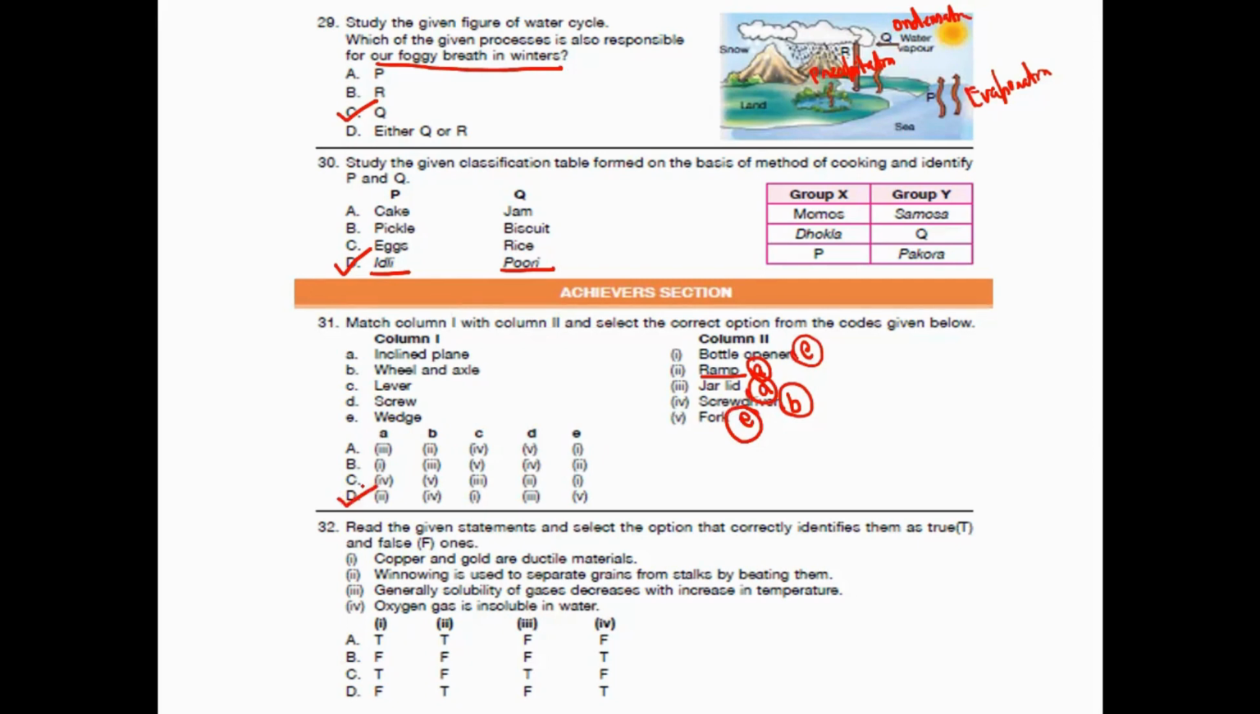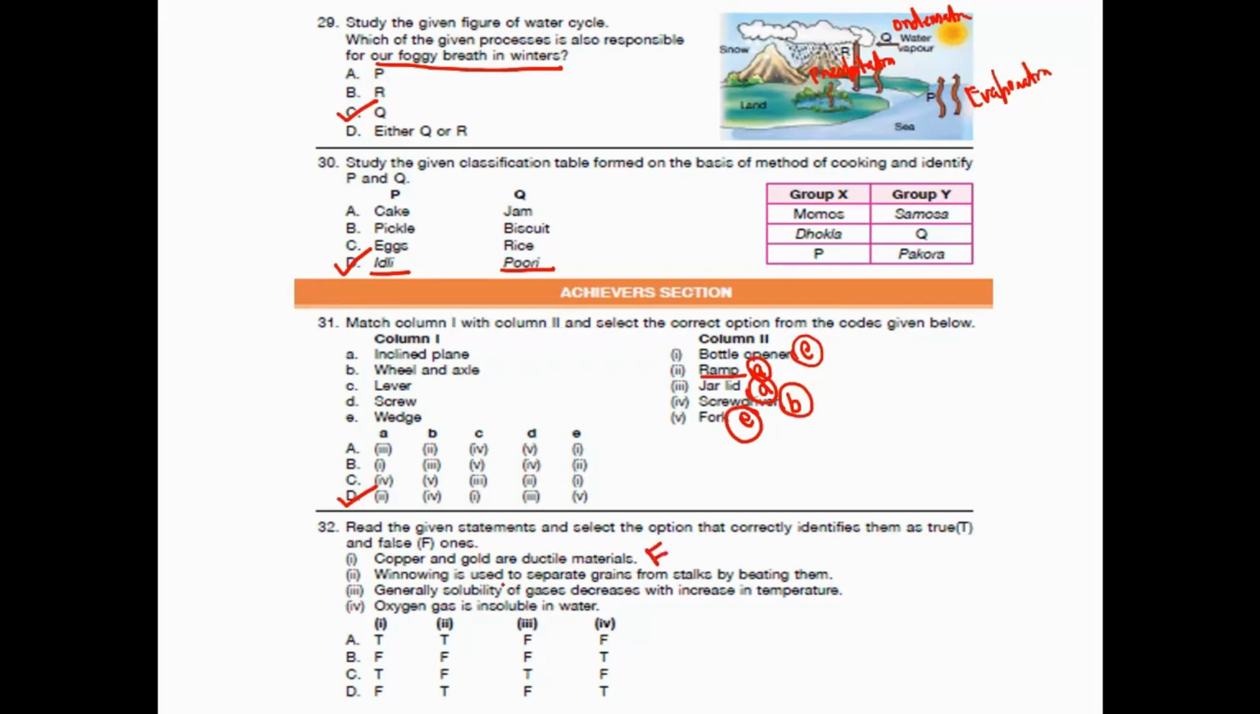Coming to the 32nd question. Read the given statement and select the option that correctly identifies them as true and false. So let's see. The first option says copper and gold are ductile material. This is what? It cannot be ductile because why? It is false, right?